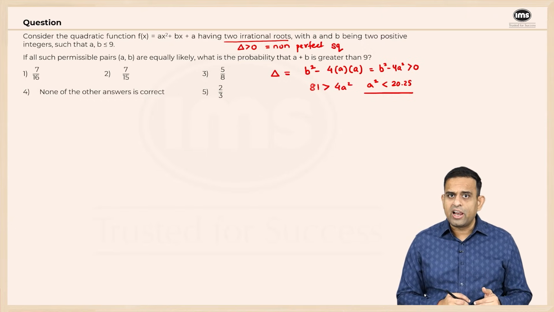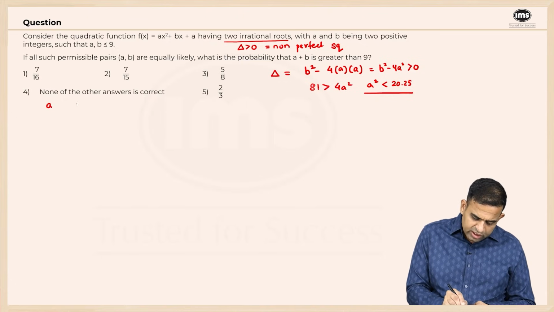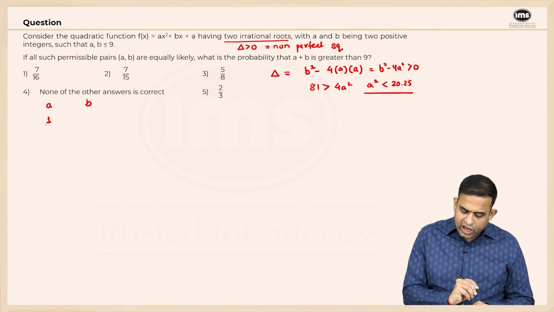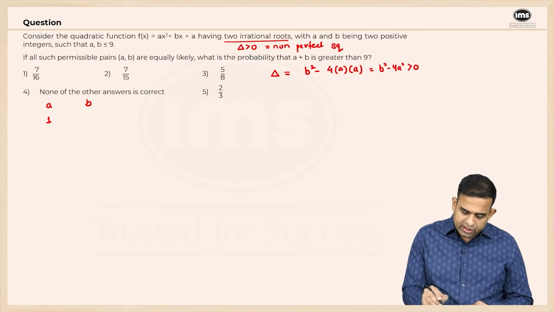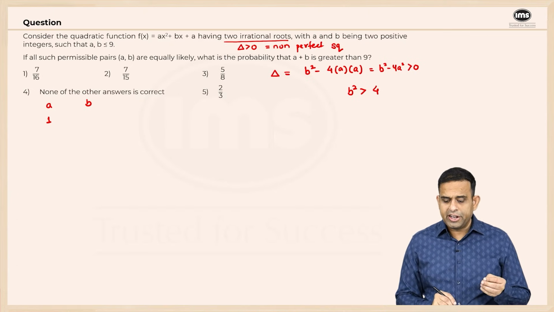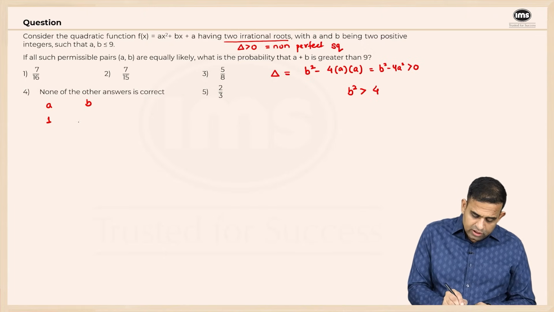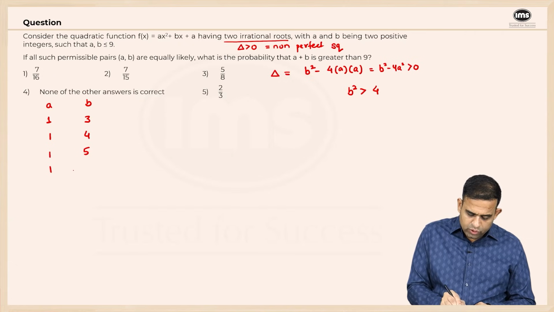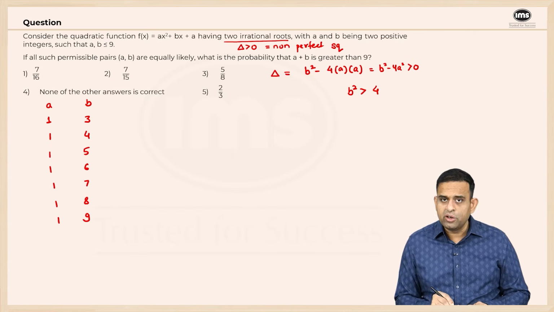So I will try, let's say, with the values of a to be 1, 2, 3 and then 4 over here. So I will write down the values of a and b. If I take the value of a to be equal to 1, my inequality is going to become that b square needs to be more than 4 over here. In this particular context, one can say the minimum value of b I can take will be 3. So 3 up to 9 are going to be acceptable. So 1, 3, 1, 4, 1, 5, 1, 6, 1, 7, 1, 8 and 1, 9. These are going to be all possible.